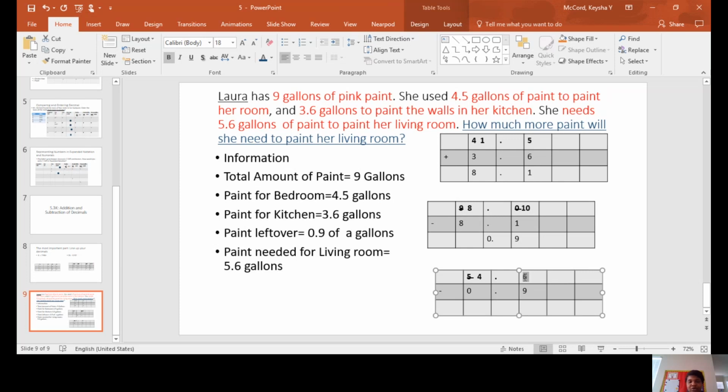And then this will no longer be 6. This will become 16. So 16 minus 9 is going to be 7. Remember, my decimal's already there.